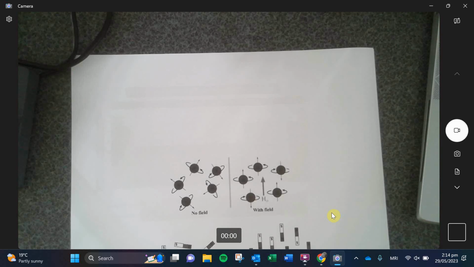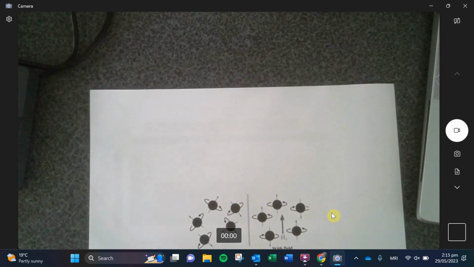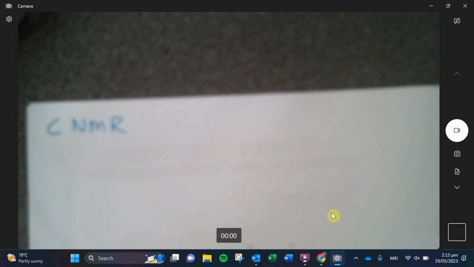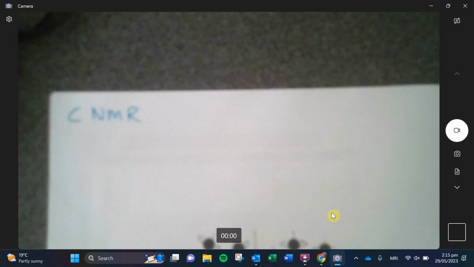So the first thing we have to think about with CMMR is that CMMR is going to be using magnets in order to collect this data. So I'll write down CMMR. So some hints to kind of get you guys thinking about what this does.